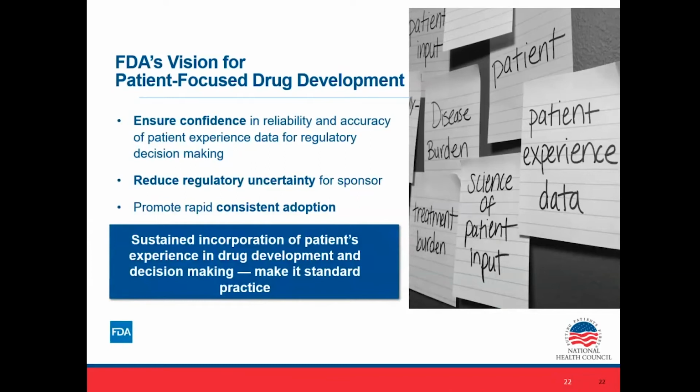And so this, once again, goes back to our guidance work that we're doing to ensure the quality and reliability of the data that's submitted to us in applications. We're looking to reduce regulatory uncertainty for sponsors, and we're doing that by consistently applying our standards and communicating clearly what our expectations are and so forth.